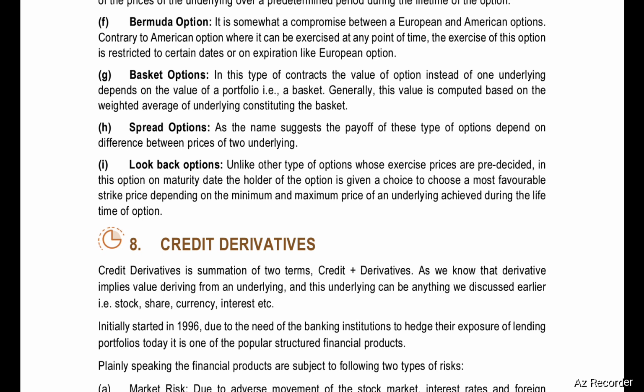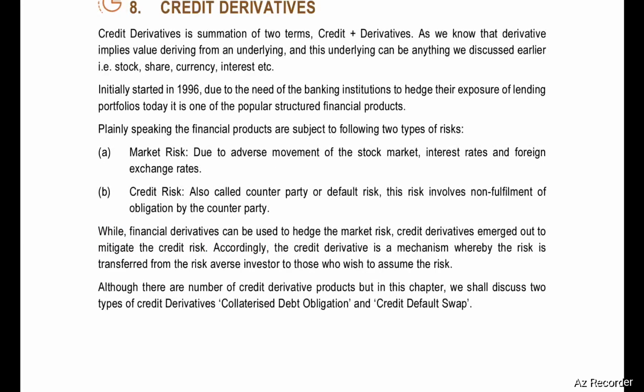Credit derivatives is summation of two terms, credit and derivatives. As we know that derivative implies value deriving from an underlying, and this underlying can be anything we discussed earlier, that is stock, share, currency, interest, etc. Credit derivatives initially started in 1996 due to the need of the banking institutions to hedge their exposure of lending portfolios. Today, it is one of the popular structured financial products.